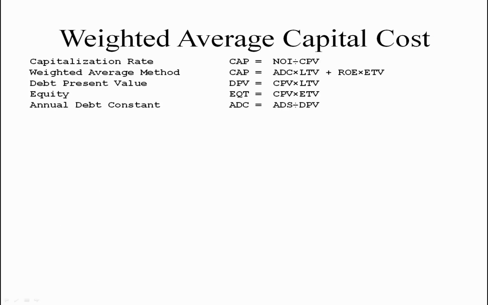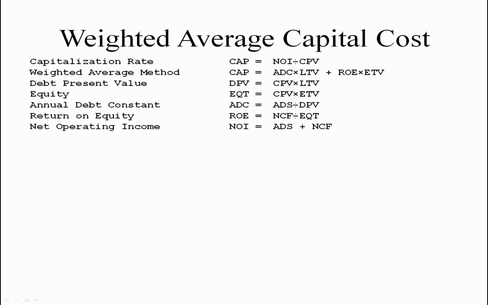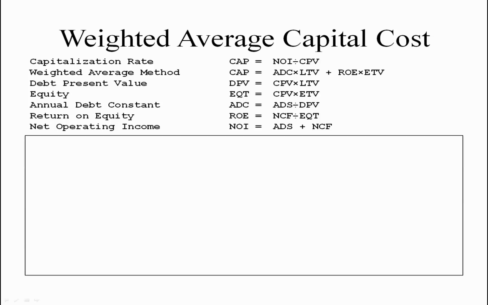Annual debt constant equals annual debt service divided by debt present value. Return on equity equals net cash flow divided by equity. Net operating income equals annual debt service plus net cash flow. CAP equals NOI over CPV equals ADC times LTV plus ROE times ETV.